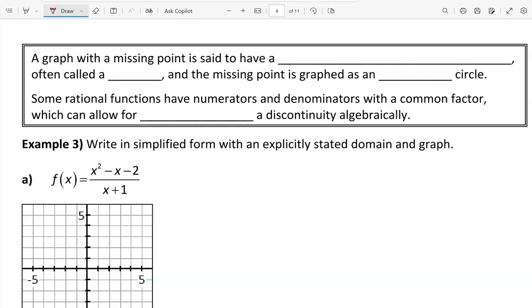And there is a nice technique that we can use to make this graphing easier. That graph with a missing point is said to have what we call a removable discontinuity. And that's often called, more informally, a hole in the graph. And that missing point can be graphed with an open circle. Some rational functions have numerators and denominators which have a common factor, which can allow for us to remove that discontinuity algebraically.